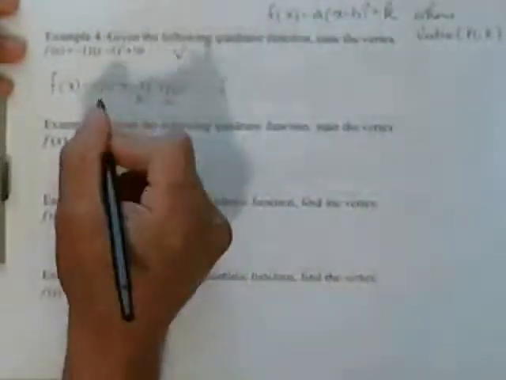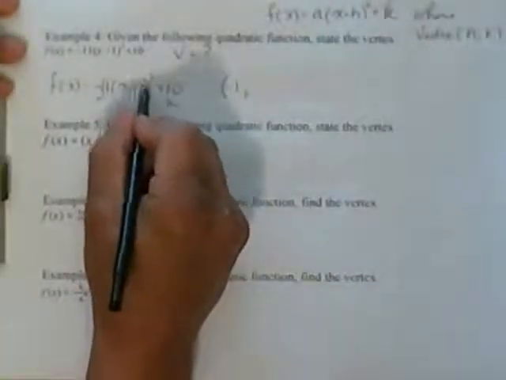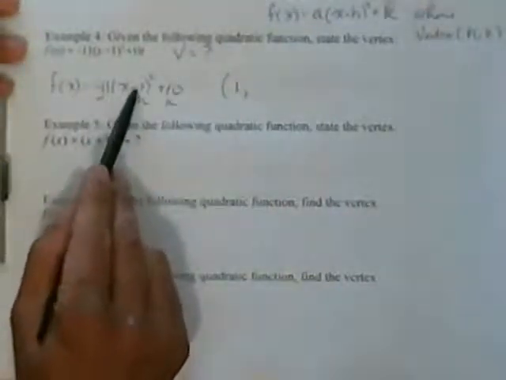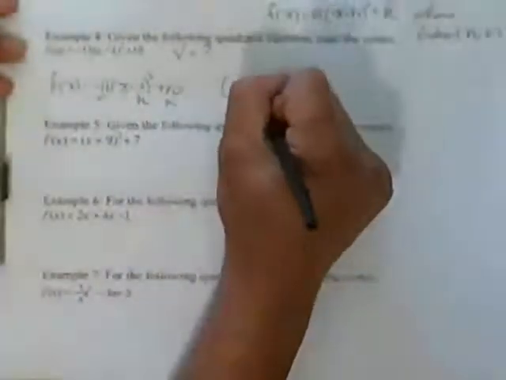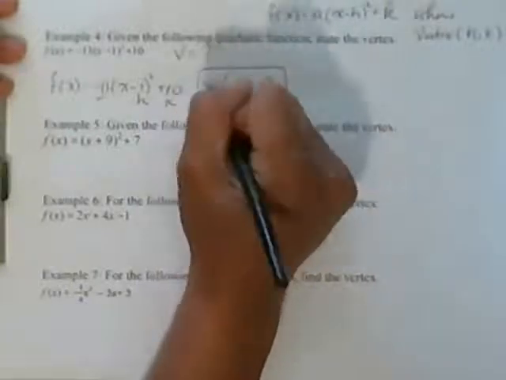So my vertex, I don't even have to worry about the negative 11. It's going to be 1. It's the opposite of the inside. Okay, guys? You guys have to remember that. It's the opposite of that negative, which is positive. The outside stays the same, and 10. Your vertex is equal to 1 comma 10.